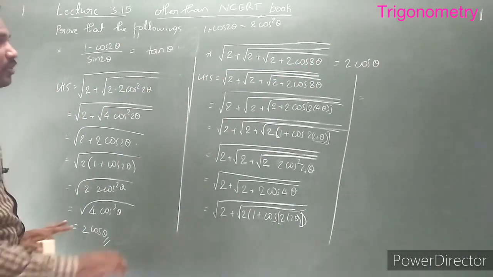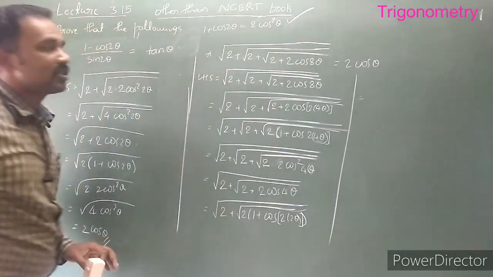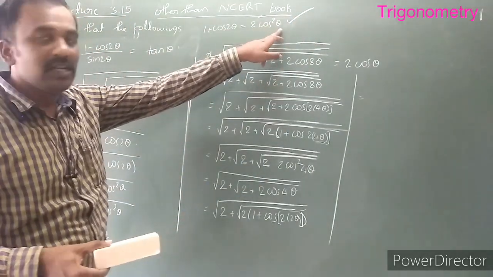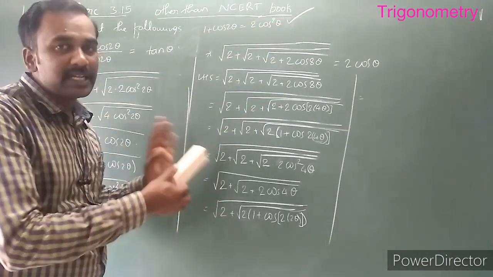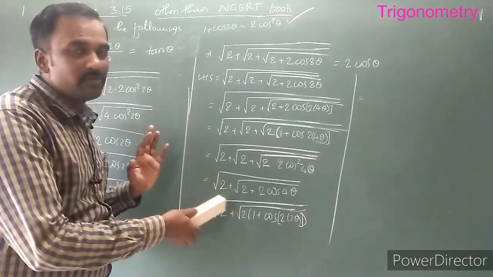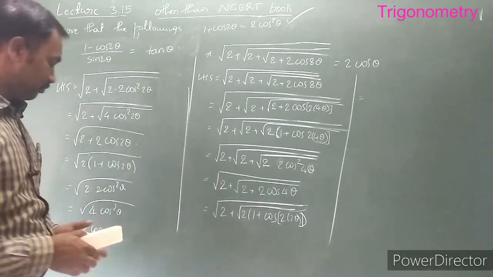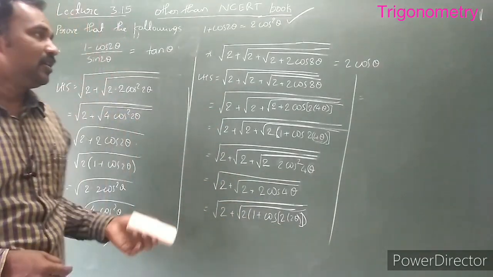Just the one formula, 1 plus cos 2 theta is equal to 2 cos square theta. That value we have to rearrange: supplying, taking common, rearranging the terms, we have to get the result. Okay, with this problem, I stop here.